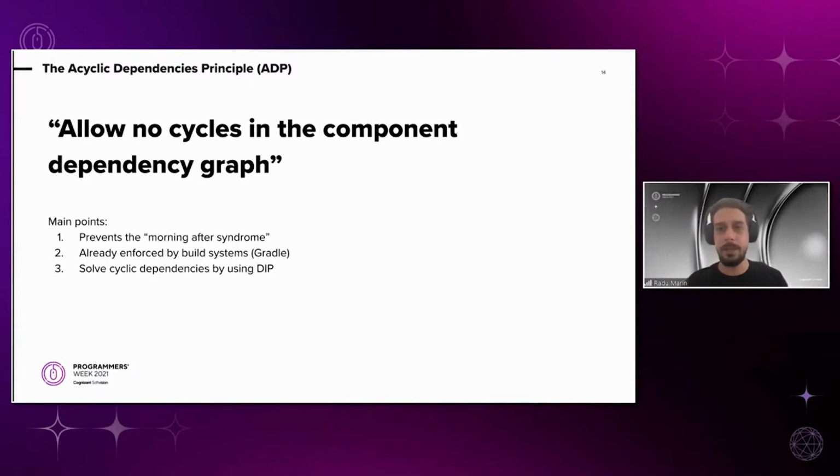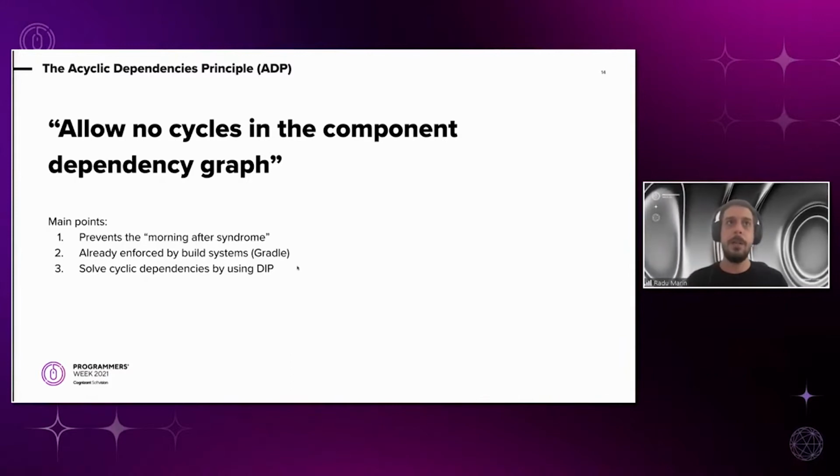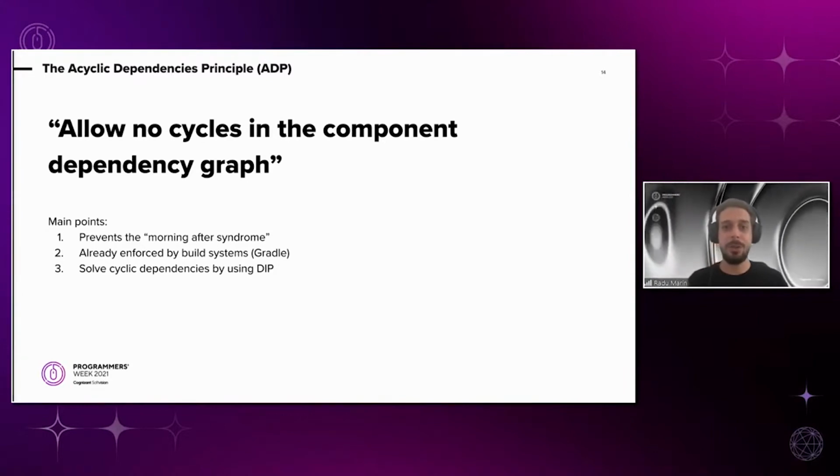If we have cycles in our component dependency graphs, we're in big trouble. So this is why Gradle and a lot of build systems already enforce no cycles in the graph. And this is something that can be syntactically determined easily, and this is why Gradle does it. This doesn't mean that in your thought process and design process, you can't reach a point where you're going to need to have cycles, and you know you can. And this is where you're going to solve them by using dependency inversion. So this is where it comes in and saves our lives.